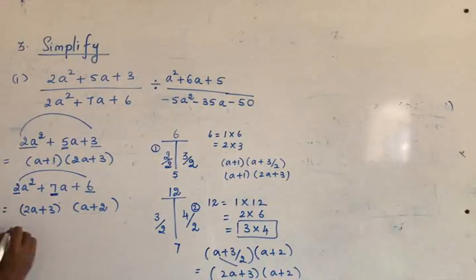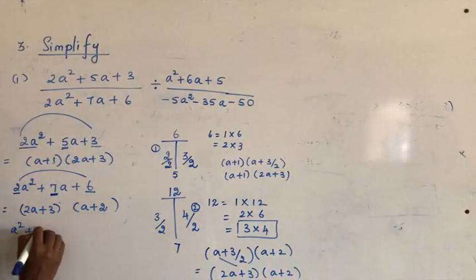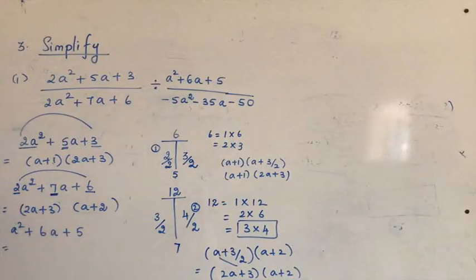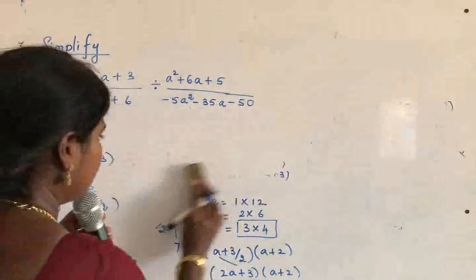Okay. Now you people try out the third part, that is a squared plus 6a plus 5, and give me the answer. Okay, I hope you would have tried. So I'll just grab this part.